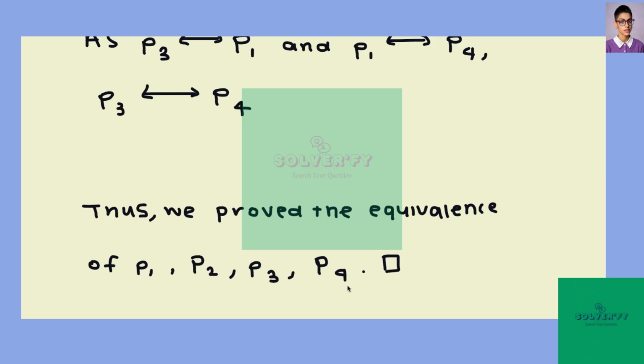So what we just did is we proved the equivalence of P1, P2, P3, and P4, these arbitrary propositions that were given, and then we used these biconditional relationships between all of these propositions to prove that these propositions are actually equivalent to one another.